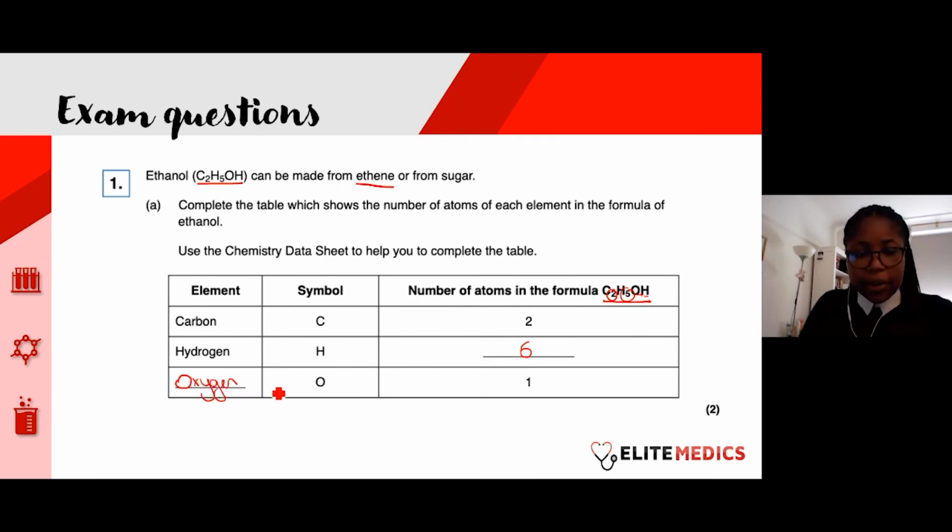And if you weren't sure what element name the symbol corresponded to, you could always have a look at the periodic table. When they say use the chemistry data sheet, that's going to contain the periodic table. Whenever you sit a chemistry exam, whether it's GCSE or A-level, the periodic table will always be given to you, so you will always be able to refer to it if you need to.